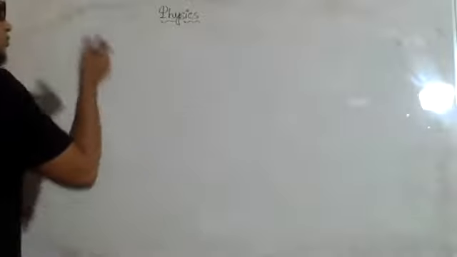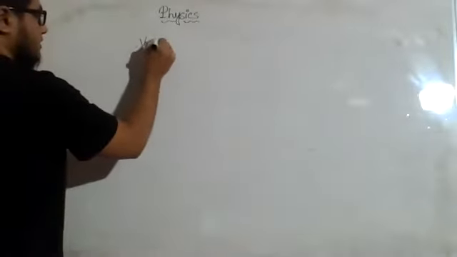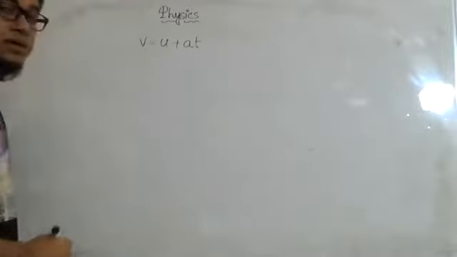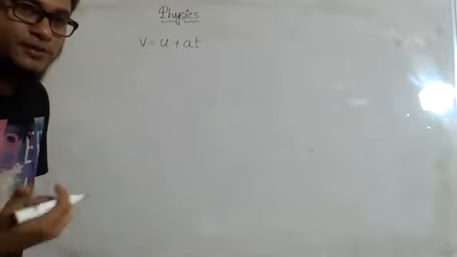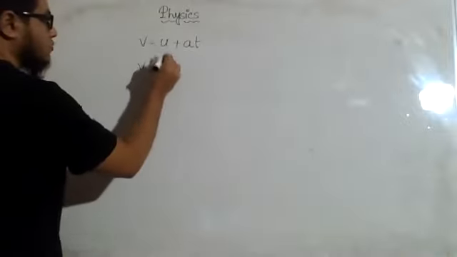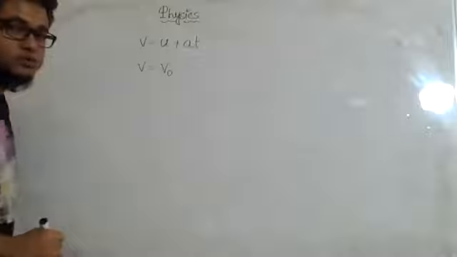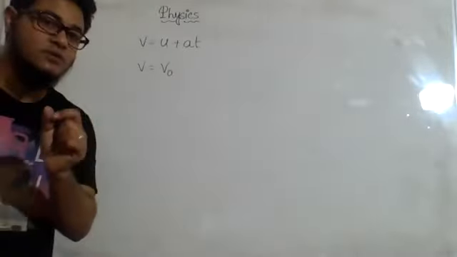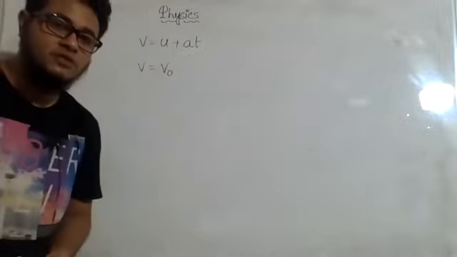Bismillah. The first equation that we studied at SSC level, that is v equal to u plus at. Now there is going to be a little change in the form of the equation. v, u is going to become v naught. What does v naught represent? The initial velocity.